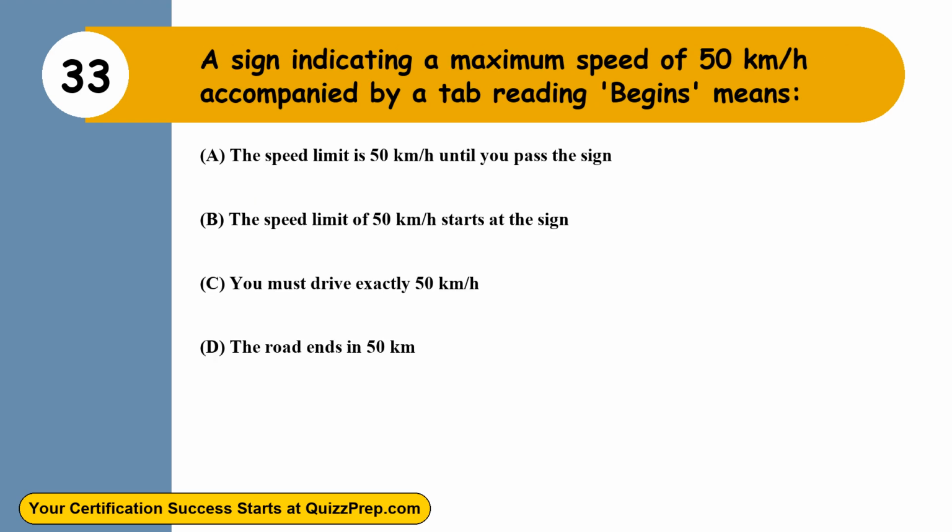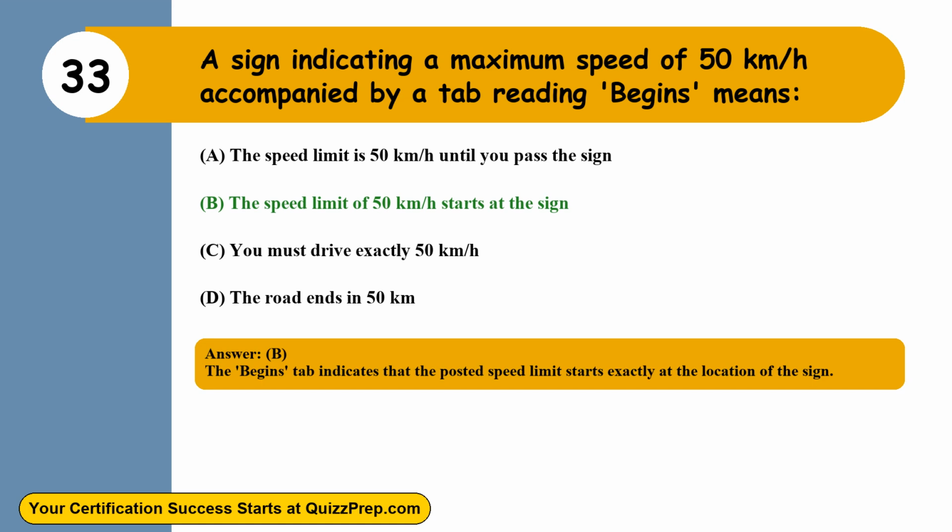Question 33. A sign indicating a maximum speed of 50 km/h accompanied by a tab reading "Begins" means: Option A, the speed limit is 50 km/h until you pass the sign. Option B, the speed limit of 50 km/h starts at the sign. Option C, you must drive exactly 50 km/h. Option D, the road ends in 50 kilometers. The correct answer is option B. The speed limit of 50 km/h starts at the sign. The Begins tab indicates that the posted speed limit starts exactly at the location of the sign.